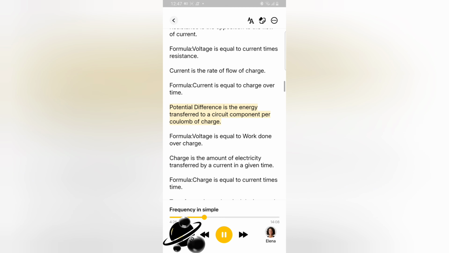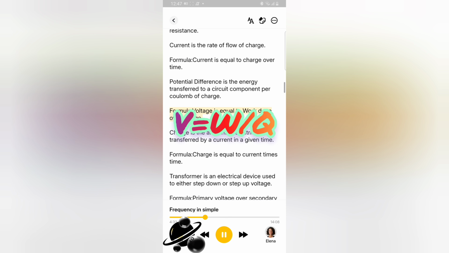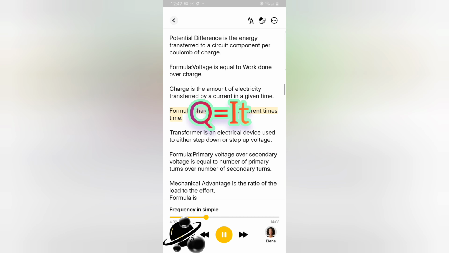Potential difference is the energy transferred to a circuit component per coulomb of charge. Formula: voltage is equal to work done over charge. Charge is the amount of electricity transferred by a current in a given time. Formula: charge is equal to current times time.